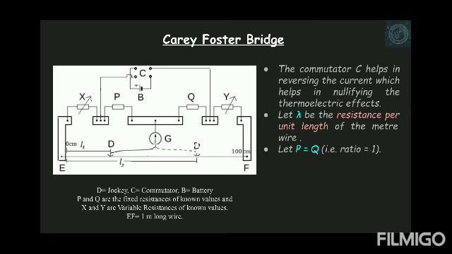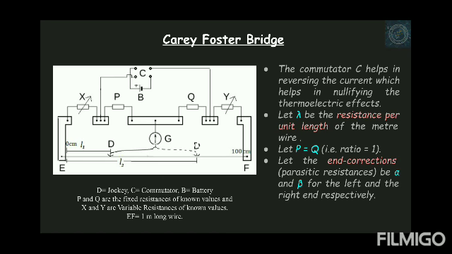Okay, as I already said, lambda is the resistance per unit length, and let P be equal to Q. And say P and Q are measured beforehand. They are known standard resistances, say 1 ohm or anything. But say that they are fixed and they are known and they are same. And lastly, let the end corrections be alpha and beta for the left and the right side respectively.